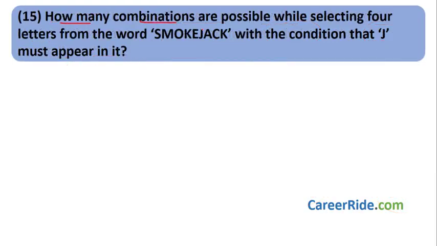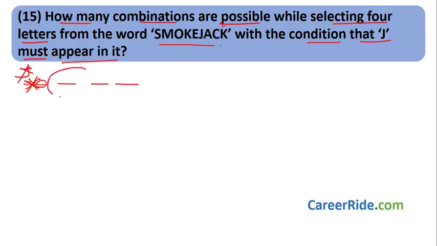How many combinations are possible while selecting 4 letters from the word SMOKEJACK with the condition that J must appear in it? Again, very easy sum. Let us take a look at how to solve this. What are they saying? We have to select 4 letters, out of which J has to appear. That means one place is already occupied by J. So we have to select only 3 letters. Also, out of SMOKEJACK, J has already been used, so we cannot select J again. So what are we left with?